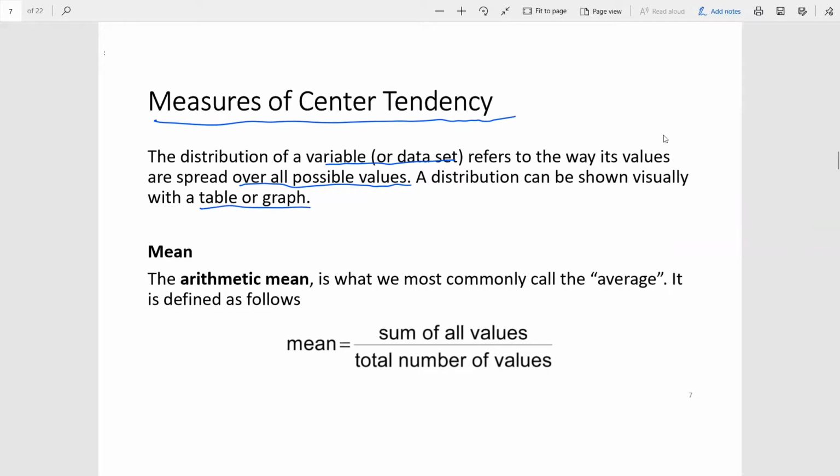Now, here is one variable that I'm sure you've heard about. It's the mean. The arithmetic mean is what we most commonly call the average, and you just simply sum up all the values and divide by the total number of values.